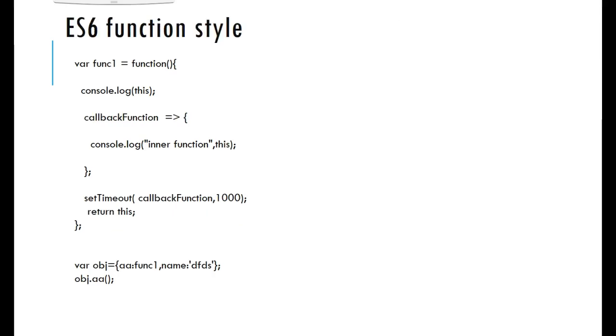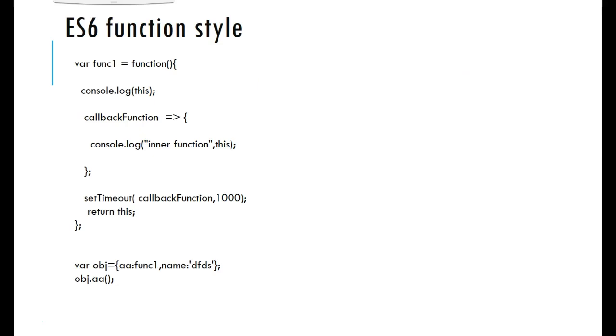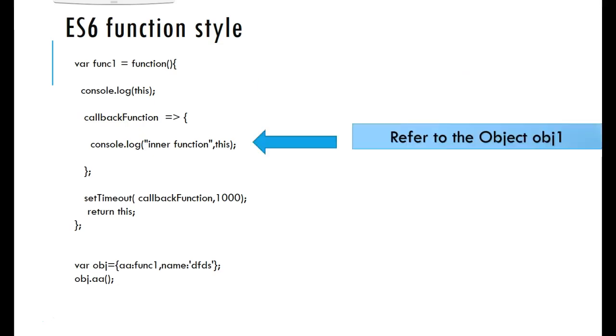In the case of ES6 style, it is very simple. You have to just introduce ES6 function style, and as I said earlier, ES6 functions don't have this of their own, so it will always point to this of the enclosing function. So in this case, the enclosing context is this of the function, so it will point to this. So apparently it will point to the obj object here. Since this refers to obj object, this will also refer to obj object.